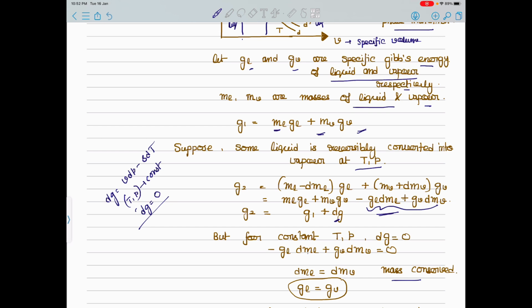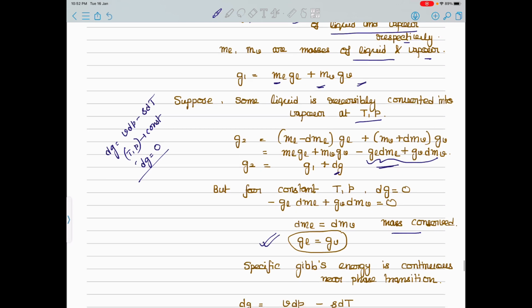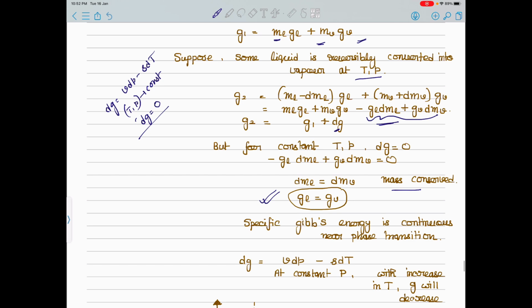So if I put dML equal to dMV here, we ultimately get GL is equal to GV. During the phase transition, the specific Gibbs free energy for the liquid, for one phase, is equal to the specific Gibbs free energy for the second phase, here in the case of liquid and vapor. So what we conclude is that specific Gibbs free energy is continuous in the phase transition.